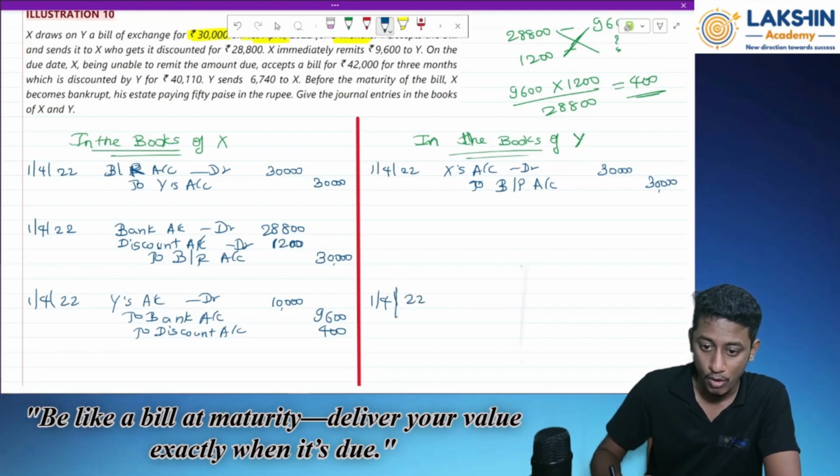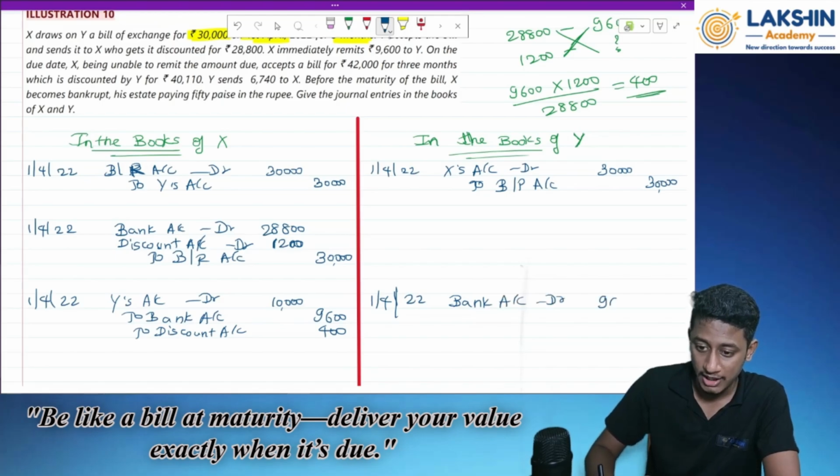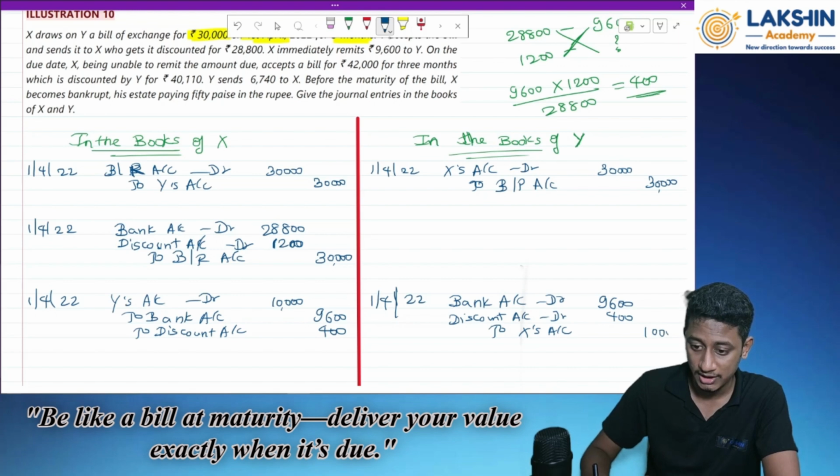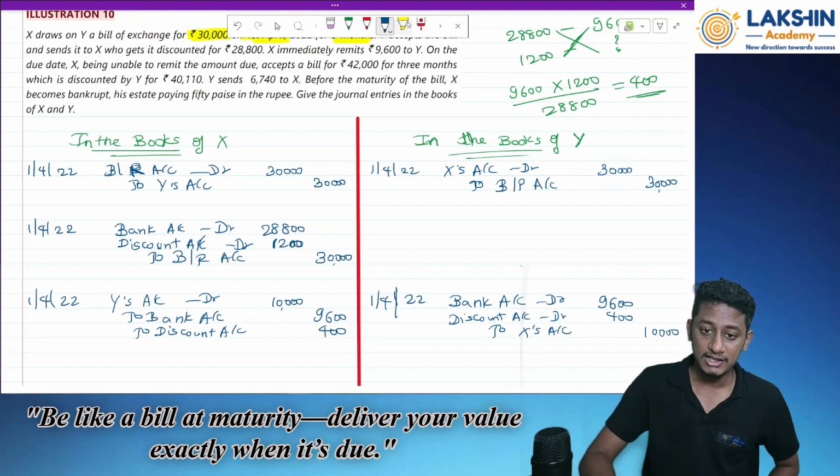So what will the entry be here? Bank account debited. Why? Because I am receiving money. How much have I received? 9,600. But I also received discount with it. Discount account debited. Why? Because I am receiving discount from him. So to X account, how much? Rupees 10,000.